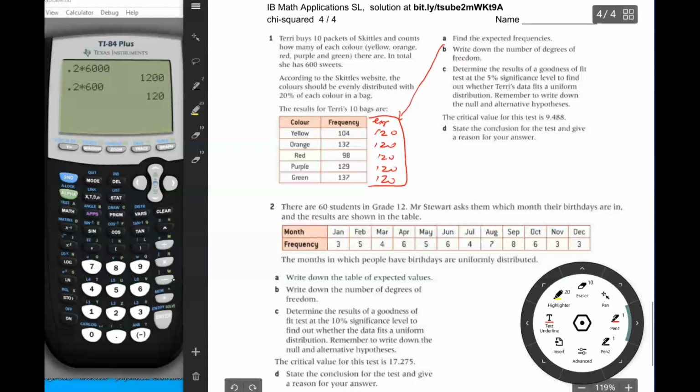Write down the number of degrees of freedom. Here the number of degrees of freedom is 1 less than the total number in the row. So there's 5 numbers here, and the number of degrees of freedom is 4. Determine the results of a goodness of fit test at the 5% significance level to find out whether Terry's data fits a uniform distribution. Remember to write down the null and alternative hypothesis.